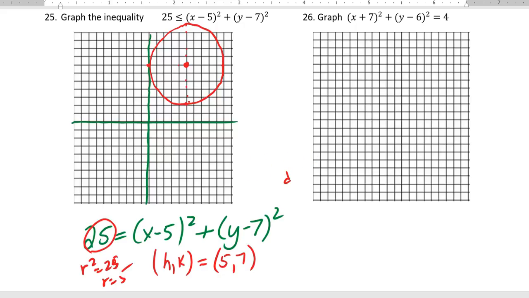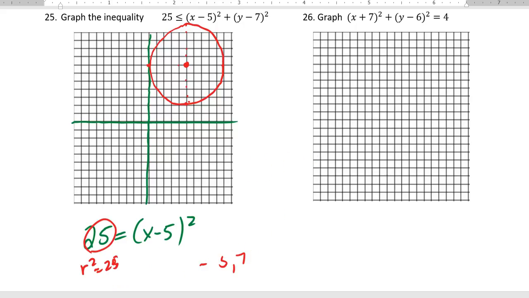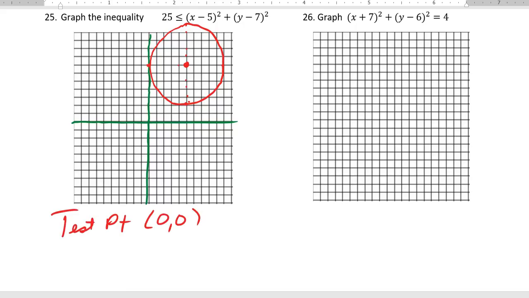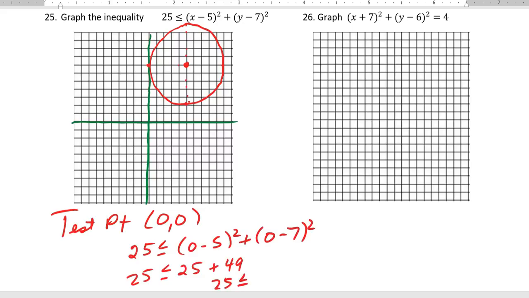Next, we're just going to choose a test point. That's all you need to do for this problem. In other words, you pick 0, 0. That's the best test point. And you put it into your inequality. So I'm going to put in a 0 for x and a 0 for y. And I get 25 is less than or equal to 74.